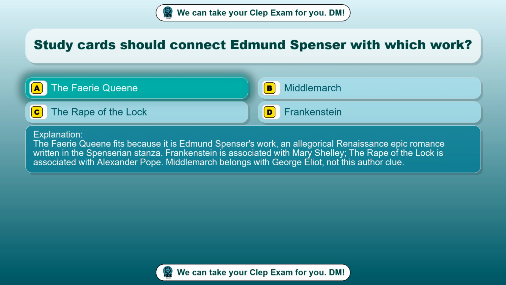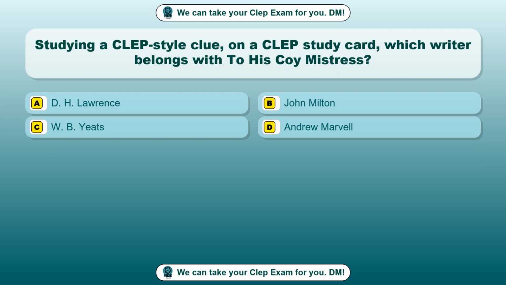The Faerie Queene fits because it is Edmund Spenser's work, an allegorical Renaissance epic romance written in the Spenserian stanza. Frankenstein is associated with Mary Shelley, The Rape of the Lock is associated with Alexander Pope. Middlemarch belongs with George Eliot, not this author clue.